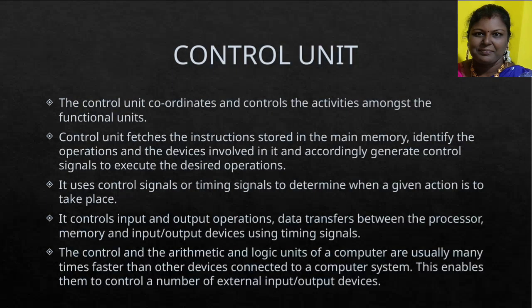The control unit is like the brain's conductor, coordinating all the activities among the different parts of the computer. It fetches instructions from memory, figures out what needs to be done, and sends out control signals to make it happen. These signals act like precise timing cues, telling each component exactly when to act. It manages input and output, and the flow of data between the processor, memory, and devices. Because it's much faster than most connected devices, it can efficiently oversee multiple operations at once.